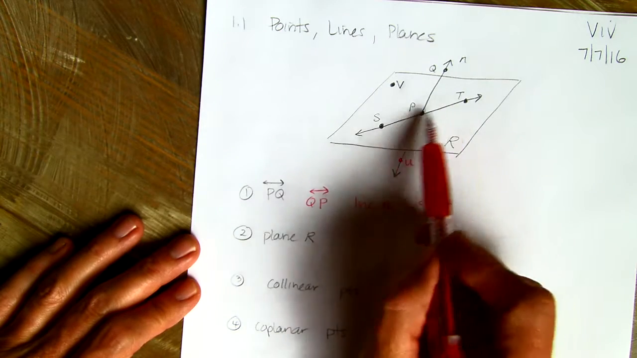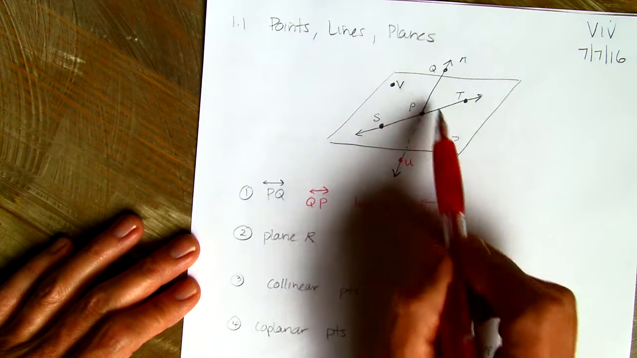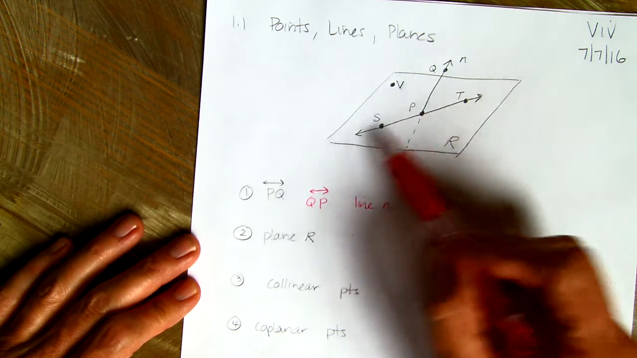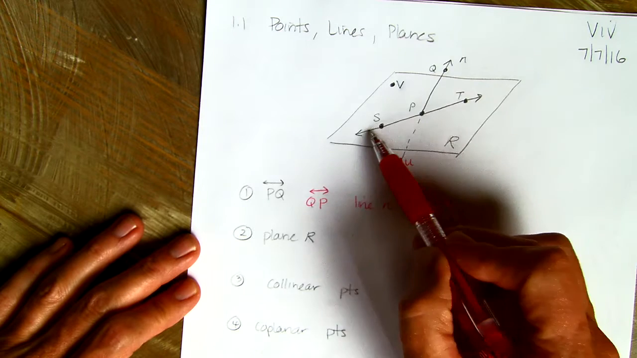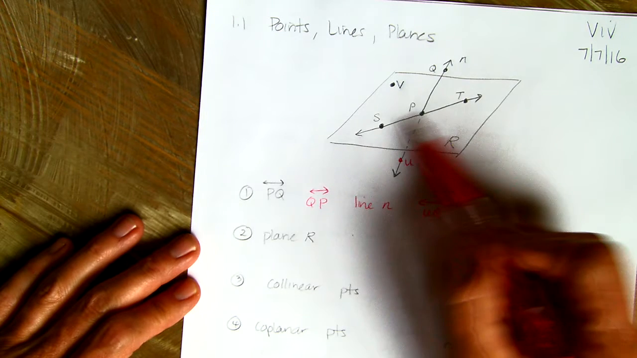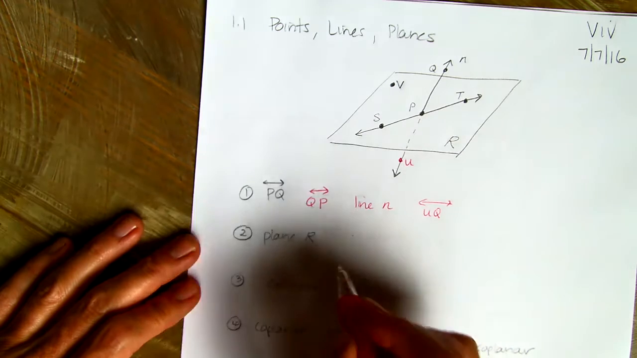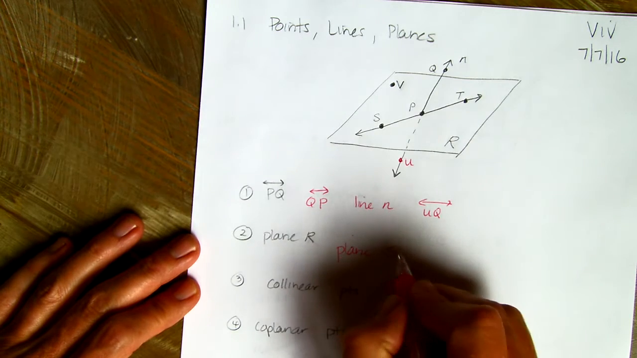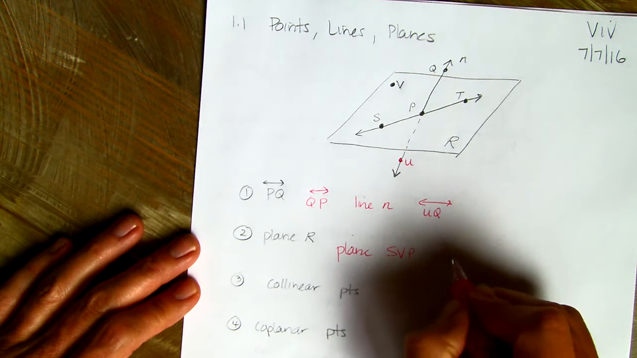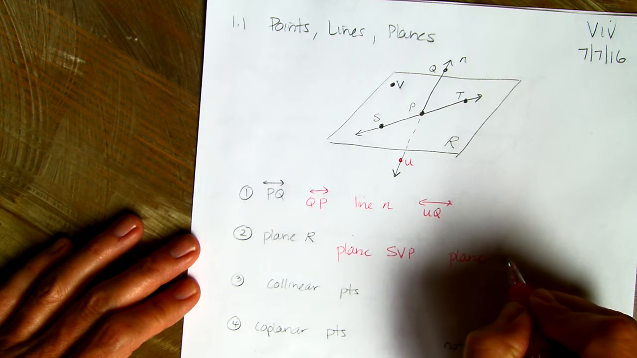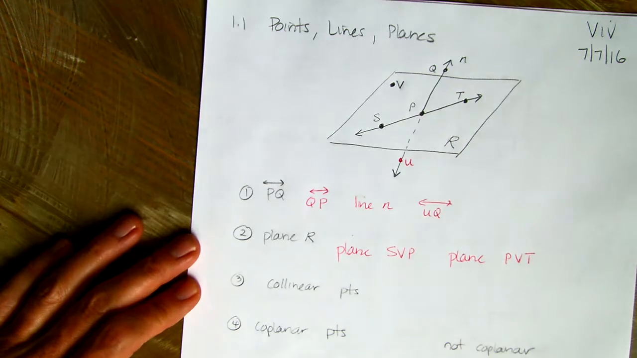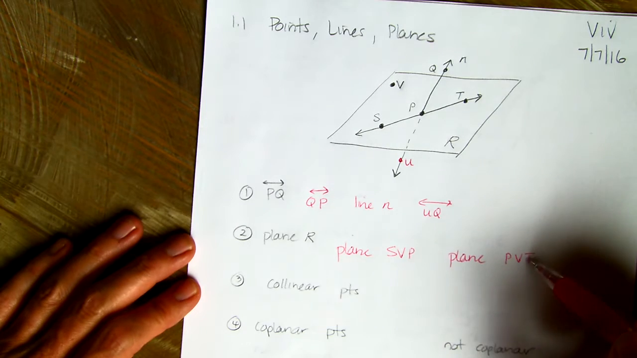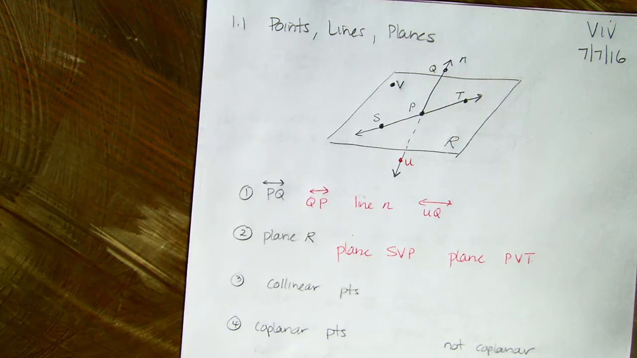Plane R. In order to define a plane, I need at least 3 non-collinear points. If I said plane SPT, that would only define this line. I haven't yet gotten to that second dimension. So another name for plane R might be plane SVP or plane PVT. All of these points are in this horizontal plane, and they're 3 non-collinear points.